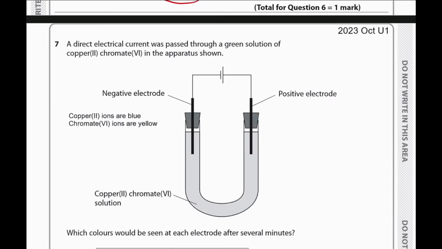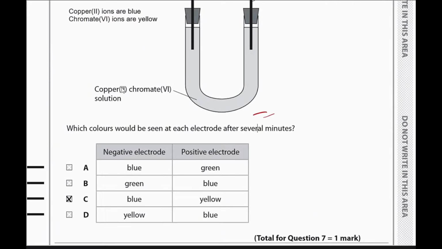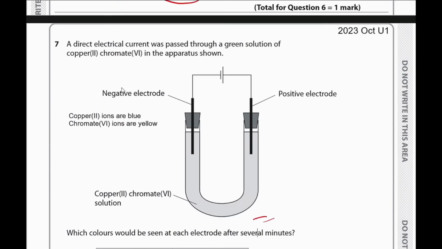A direct electrical current was passed through a green solution of copper(II) chromate(VI) in the apparatus shown. So you can see it right here. Now the question is, which colors could be seen at each electrode after several minutes? Now, if I talk about copper(II) ions and chromate(VI), the copper(II) ions are going to go towards the negative electrode.